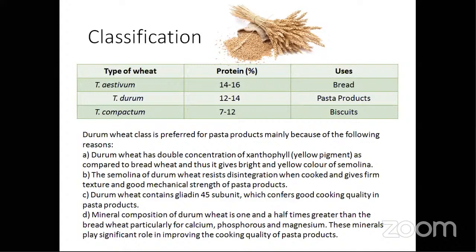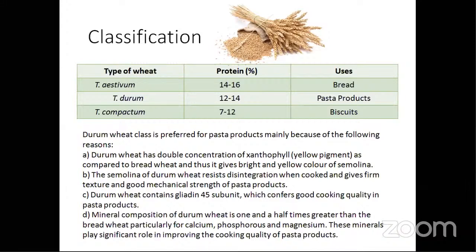Then is Triticum durum, like 14, 15% is there. It is good for pasta products. Then Triticum compactum is there. And it is good for biscuits, cakes, and pastries and cookies. So it is 7 to 12%. So it varies. As I told you, durum wheat is preferred for pasta products. And how is it different from Triticum aestivum, that is the hard wheat?